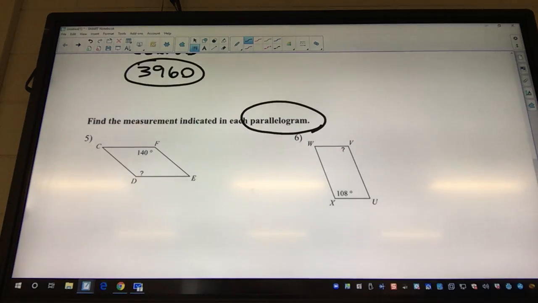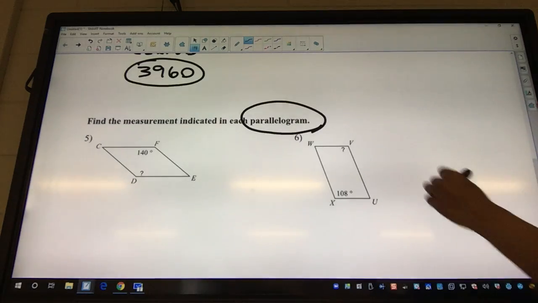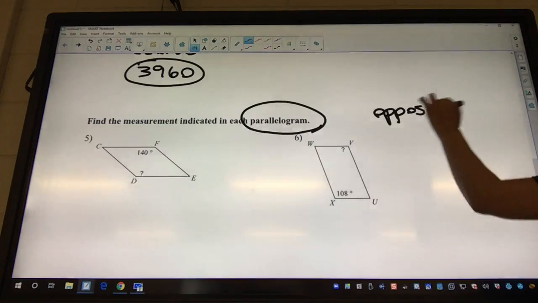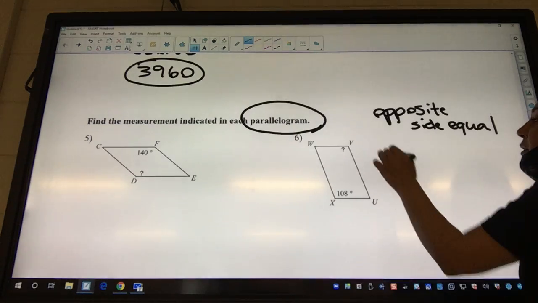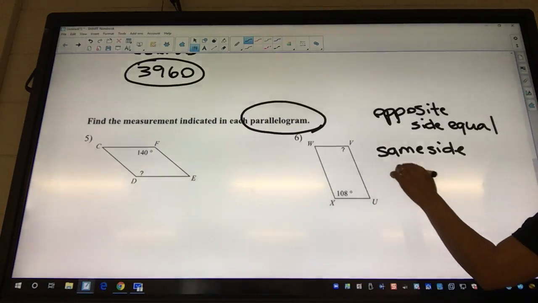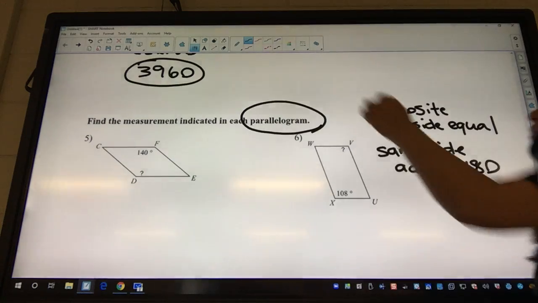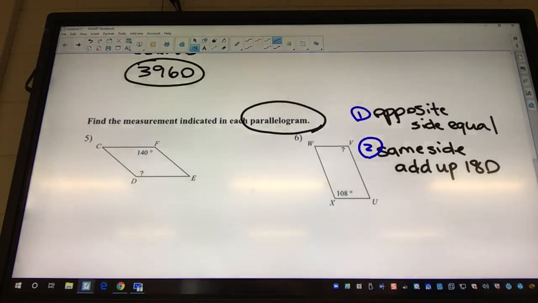So for a parallelogram, okay, what do we know about the opposite sides? They're equal. Yeah, they're equal, okay? So opposite sides equal. And then same sides are what? Same sides, they add up to 180. Yeah. Okay, and so those are the two things that you're going to need to know. I don't expect you to write this on every paper, but since this is the first paper, this is the paper that I would use for notes as far as your test goes. Okay, and take good notes.